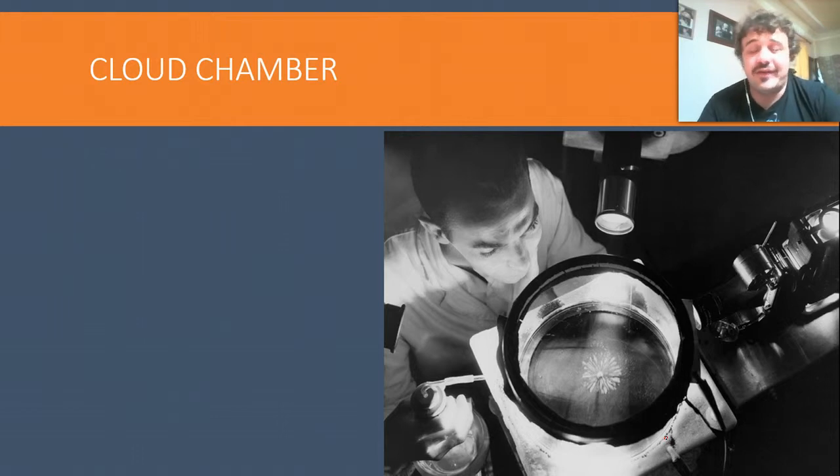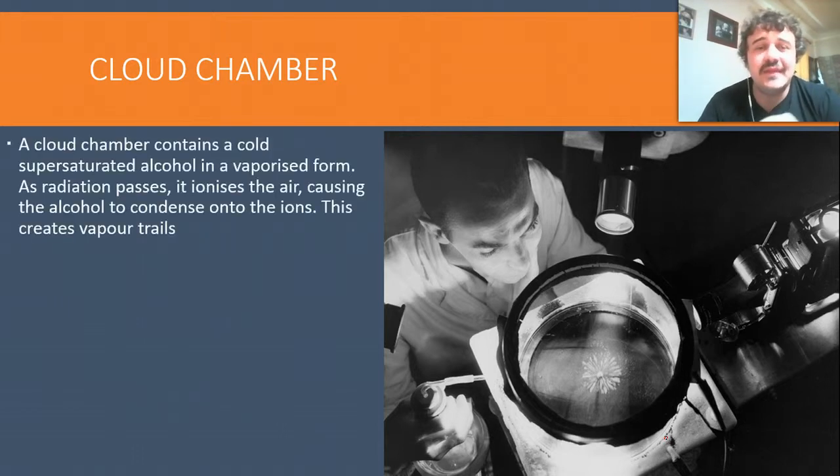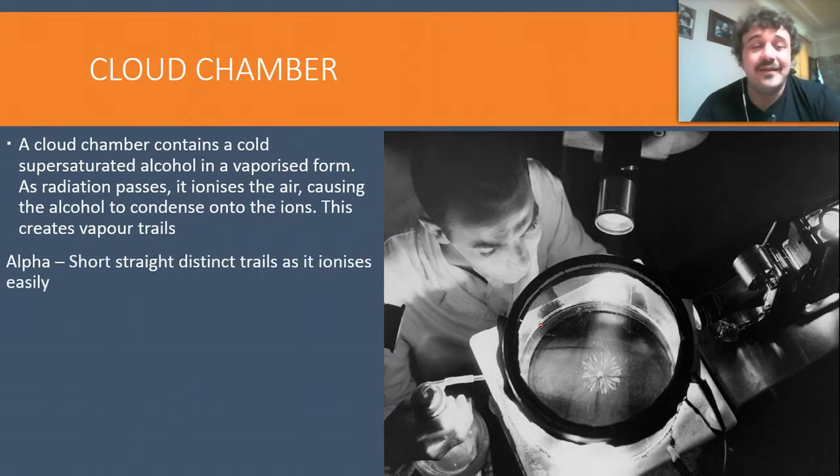Cloud chamber. This is my favorite. Now, the cloud chamber is basically a chamber, so that's this here, which is a partial vacuum and it's filled with an alcohol. So the alcohol is then vaporized by making it a partial vacuum, so it enters the air. You put a radiation source underneath it, which ionizes the air. Now the ionization of the air causes the alcohol to condense around the ions, and we see vapor trails. We see clouds, and it's pretty sweet.